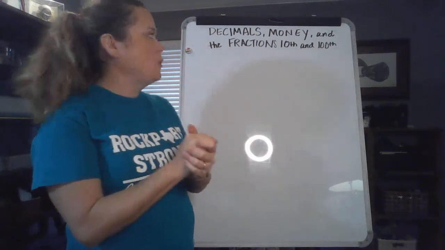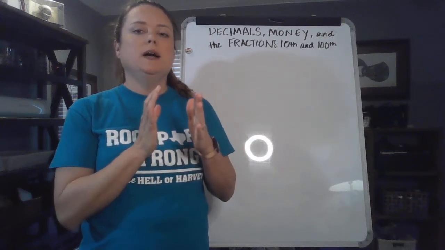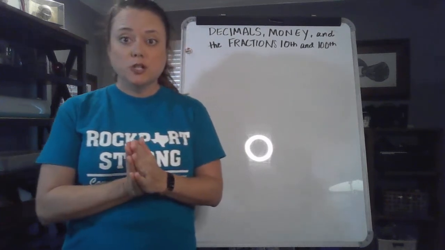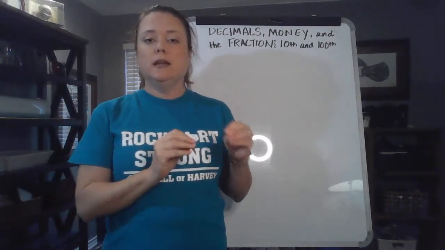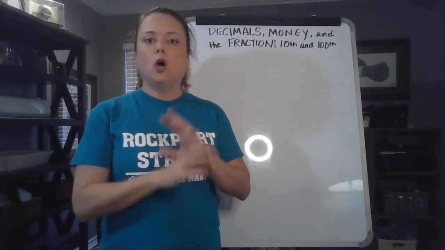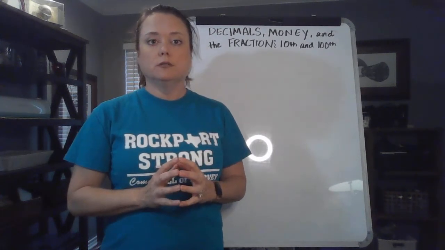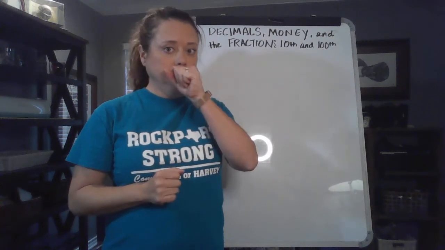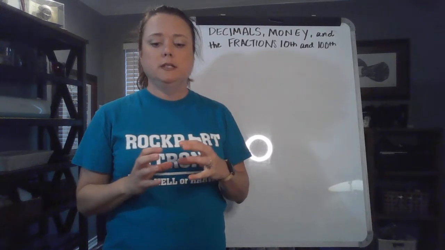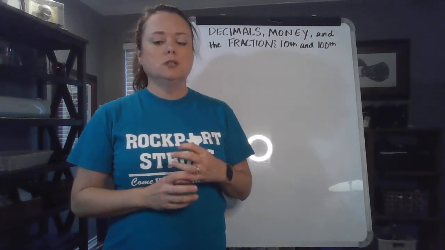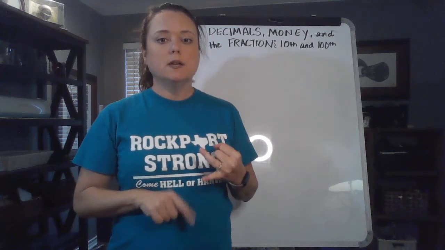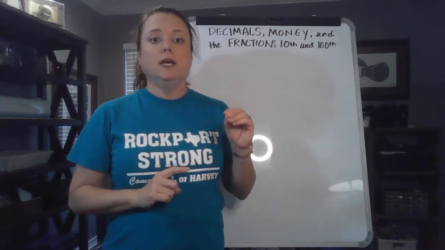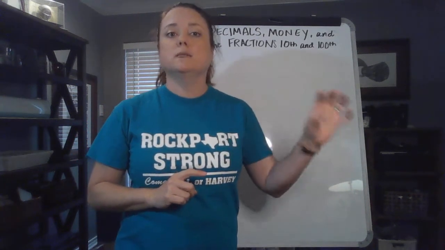Friends, we're back. We're going to talk today about how the decimals, or the fractions tenths and hundredths, are related to money and how they're related to decimals. To me, they all go together. It's very hard, in my opinion, to learn about these in isolation. You can learn them in isolation, but they really all go together. So let's talk about the fraction 1/10 and 1/100th, and what that looks like as a decimal, and what that looks like related to money.